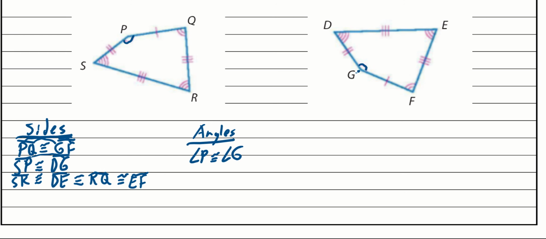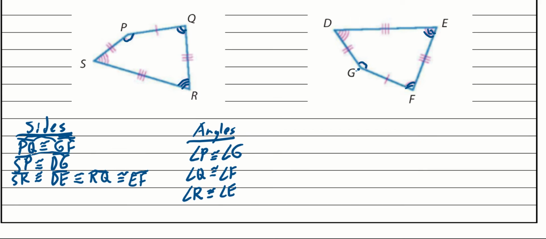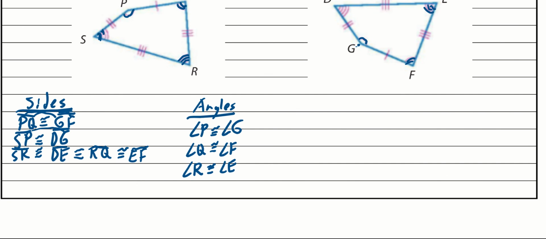Continuing here, let's just go in order. Now I see 2 arcs on this angle, so I'm going to say angle Q is congruent to 2 arcs on this angle, angle F. Going around as well, I see 3 arcs here at angle R, so angle R is congruent to, notice 3 arcs over here, 1, 2, 3, that's angle E. And then we have one more angle that has 4. I know it's a little bit harder to tell since it's so small, but this would be angle S, which is congruent to the last angle with also 4 arcs, which is angle D. So this tells me all the points that should be corresponding or matching up: P and G, Q and F, R and E, and S and D.